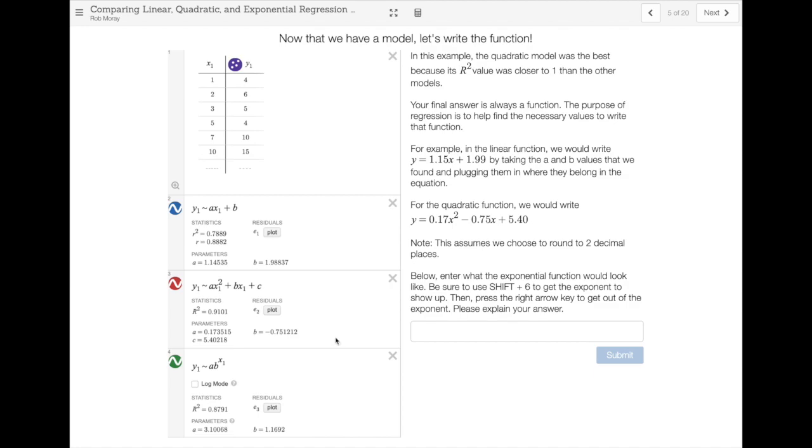Okay, so here you're going to show me what the exponential function would look like by looking at these a and b values, taking them, and replacing the a and b values in the equation. The y remains your y equals, and then instead of writing x1, you're going to write x. Note that you need to hold down shift and press 6 to get the exponent. So for example, 2 times 3, shift 6, to the x.